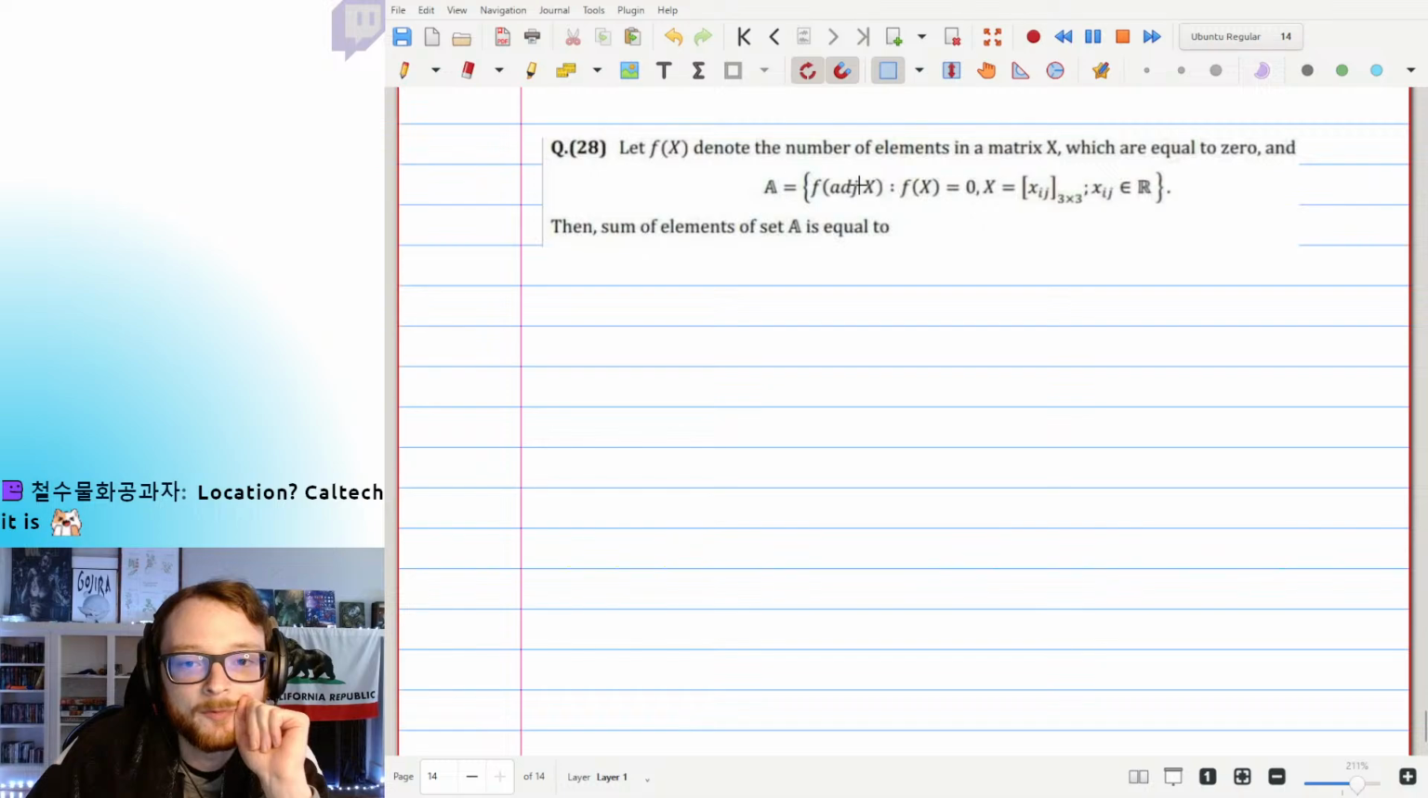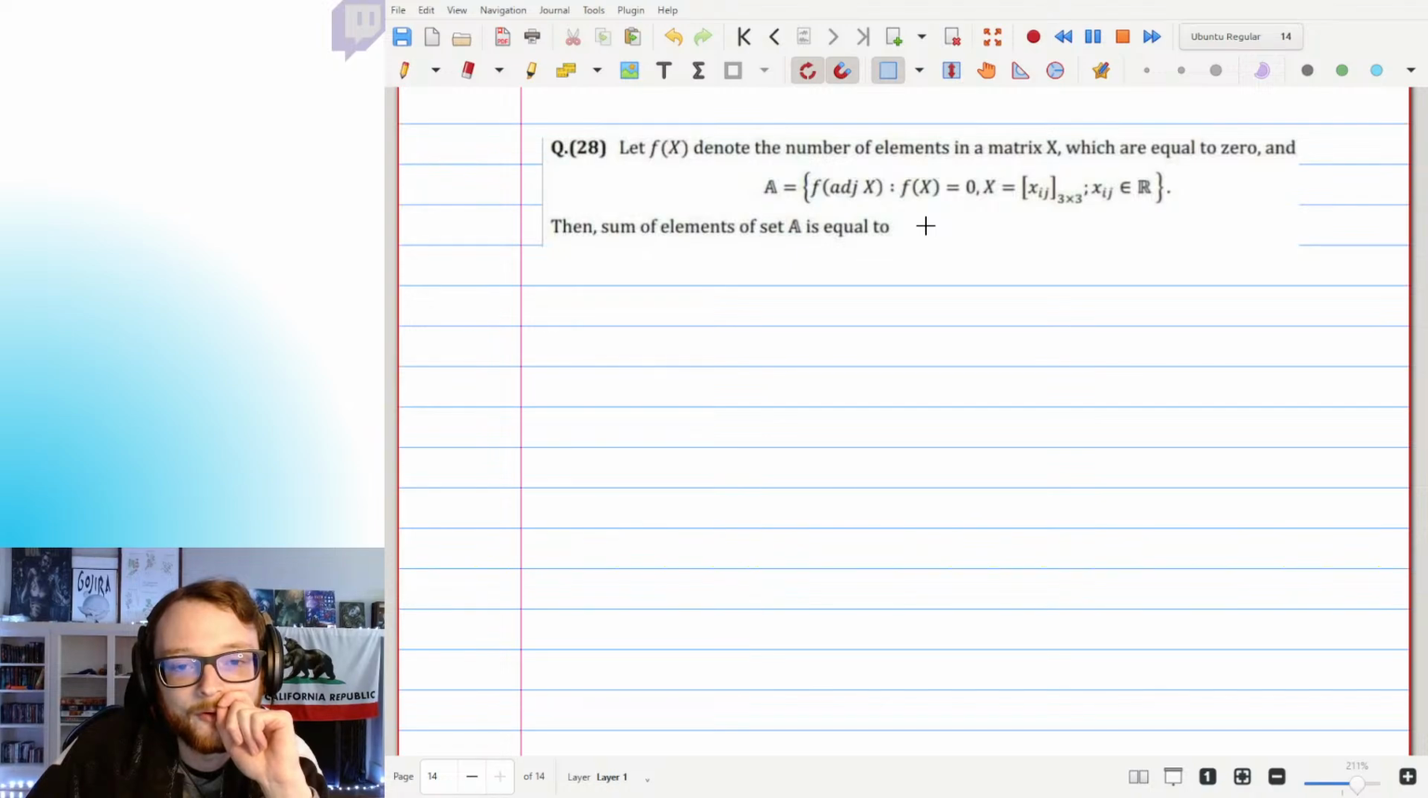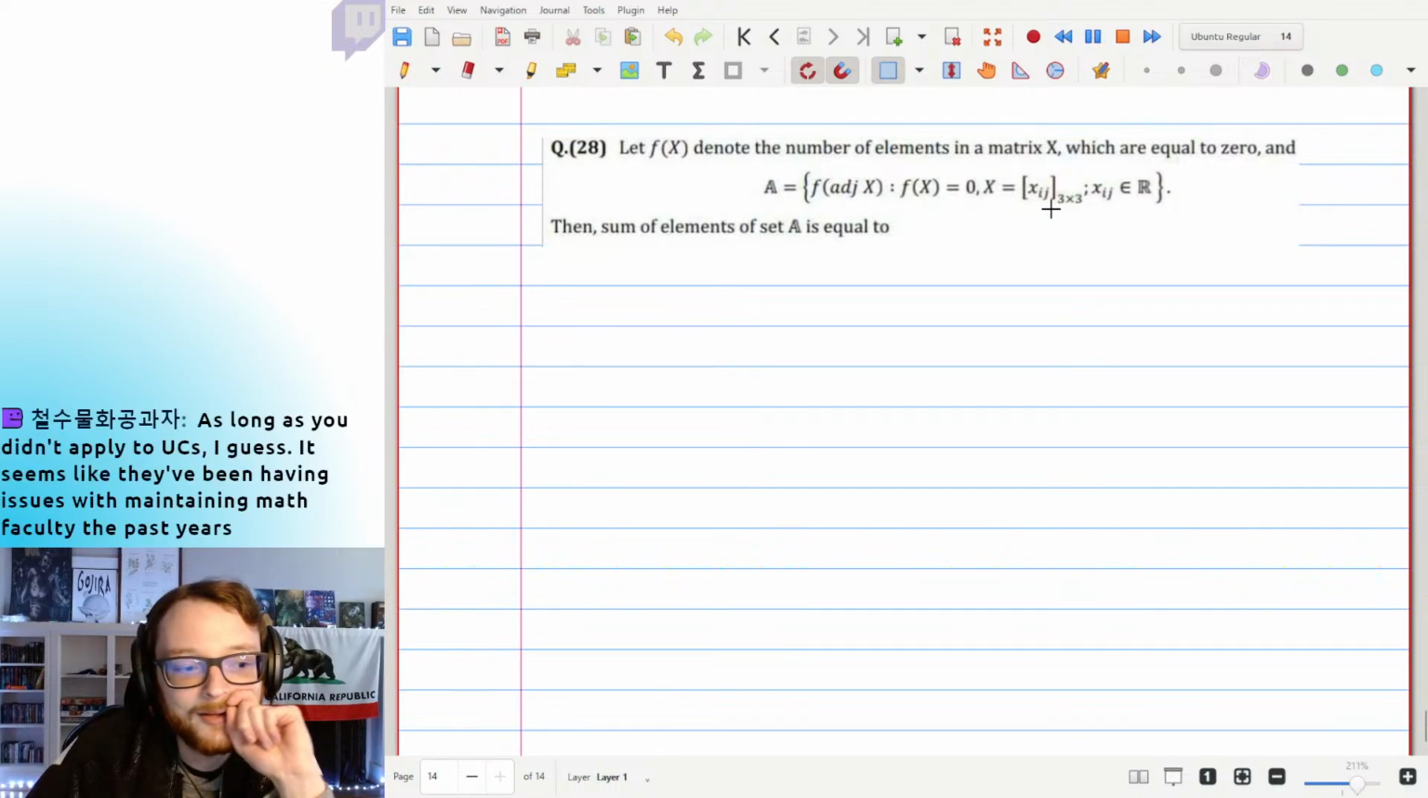Let f of x denote the number of elements in matrix X which are equal to 0, and fancy A is f of the adjoint of x, where f of x equals 0. X equals xij, 3 by 3, where xij belongs to R.